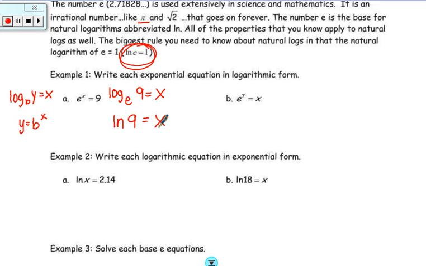Okay? So like on the next one, anytime I see an e, I know I'm going to have a natural log. You can write it log base e of x equals 7, which then would translate into the natural log of x equals 7. Anytime I see an e, you can say the ln of e to the x equals 7. And then the e I don't have to write because it's like a common logarithm. It automatically has a little e down here when I use the ln.